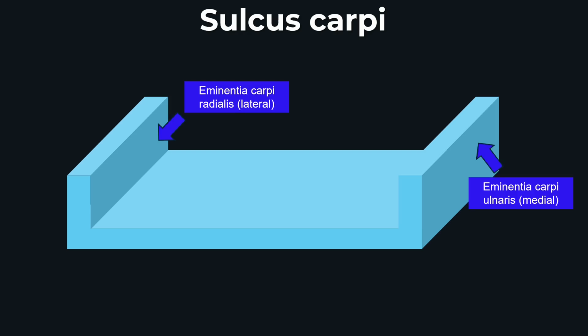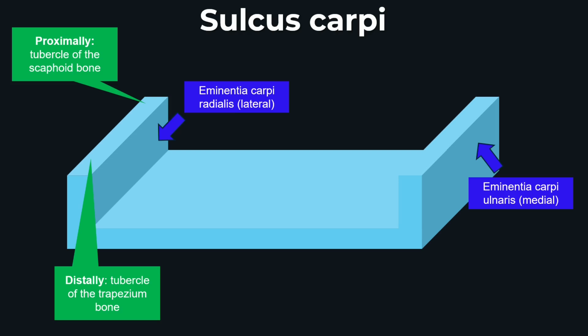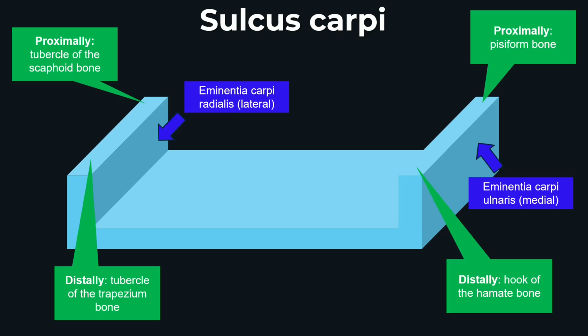On the radial side, the proximal landmark is the tuberculum ossis scaphoidae and the distal landmark is the tuberculum ossis trapezii. Together, they form the outer boundary of the groove. On the ulnar side, the proximal point is the os pisiforme and the distal point is the hamulus ossis hamati. These two form the inner boundary. Between these four easily palpable bony landmarks stretches the groove itself, the sulcus carpi.